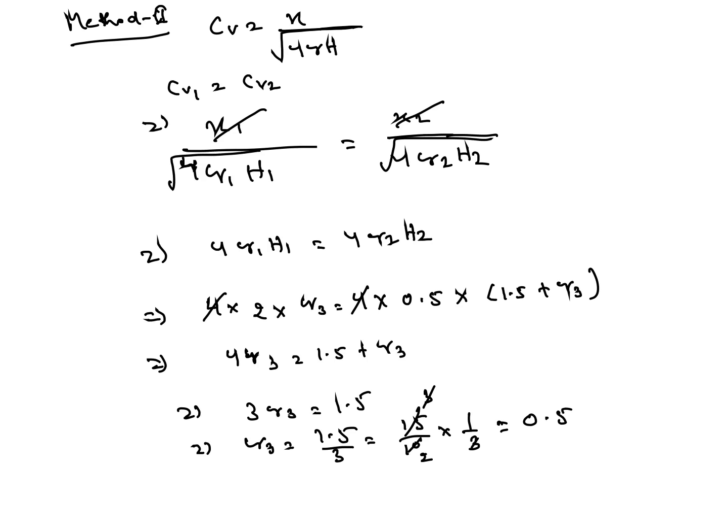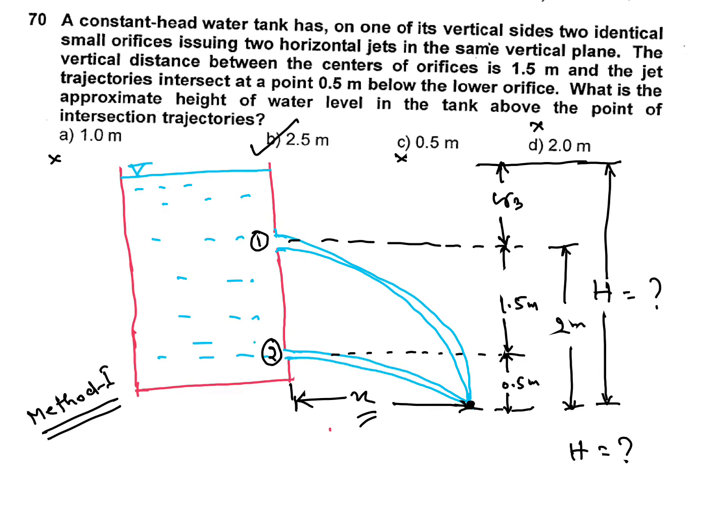They asked for the height. We got Y3 equal to 0.5 meter. We have to calculate capital H. Capital H equal to Y3 plus 1.5 plus 0.5. So 0.5 plus 0.5 plus 1.5, it's 2.5 meter. Same B answer we get.